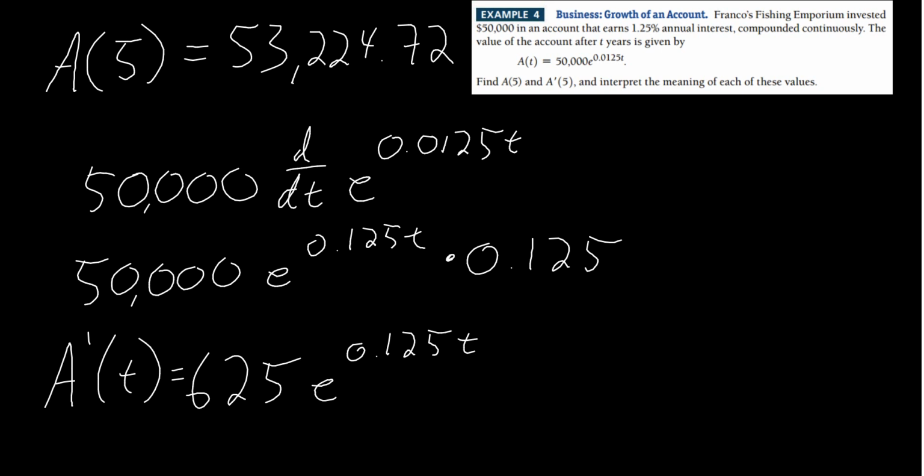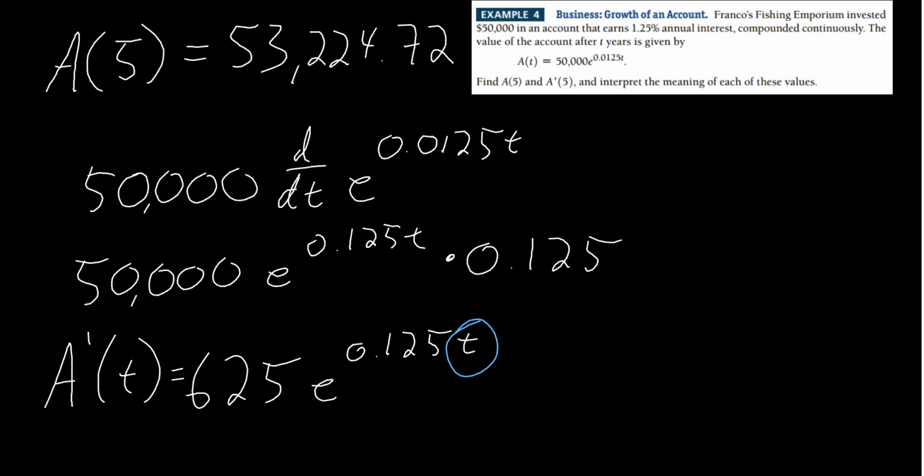Well, if I wanted to find A prime of 5, all I have to do is simply plug in a 5 right here for t. So let's do that. I probably shouldn't have cleared everything. Oh well. Times e raised to the 0.0125 times 5. 625 times e. Oh, I know what it is.